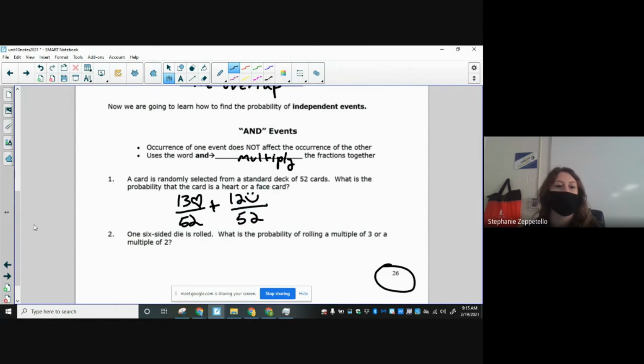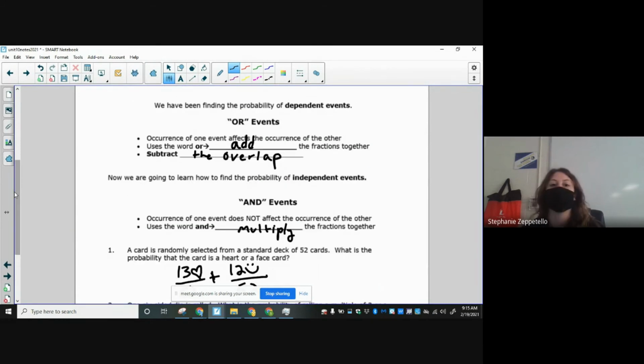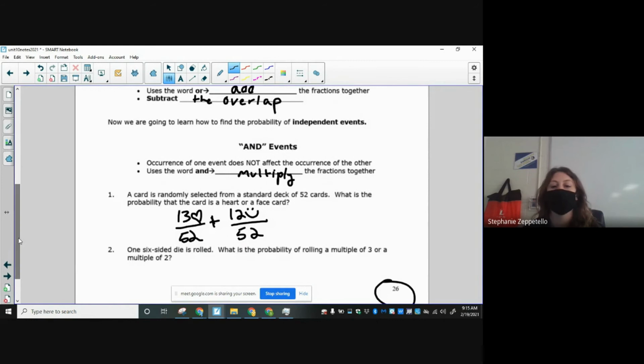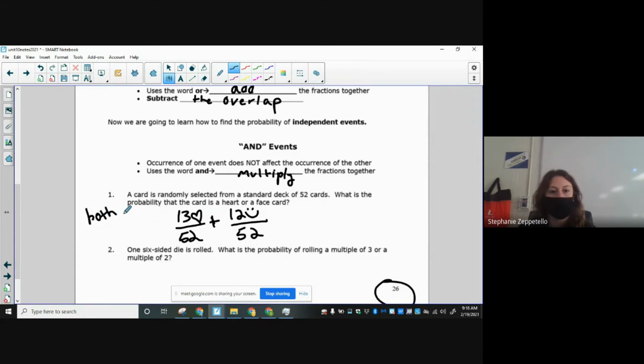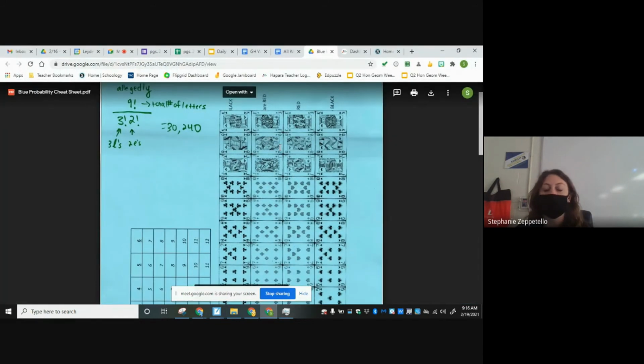But here's the problem. It's that reminder that you have to subtract the overlap because we don't want to double count cards. So there's 13 hearts and there's 12 face cards, but you've got to ask yourself, are there any that are both heart and face cards? So that's when I look at this study sheet again. Here's all my hearts. Oh, look, there's 3 of them, right? We got the Jack of Hearts, the Queen of Hearts, and the King of Hearts. So that's what they mean by an overlap. They're face cards and the hearts.